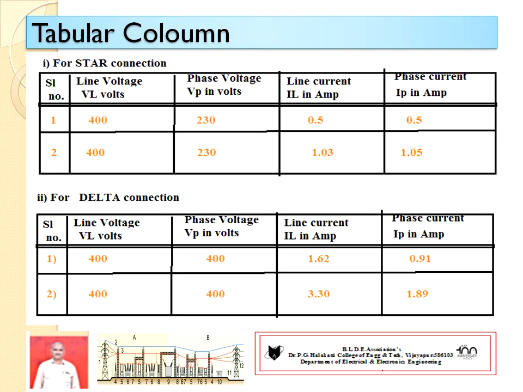So after the equipment required list, then go for the tabular column. What readings are required, sir? Line voltage, phase voltage, line current, phase current. It is required for both star and delta. So you can write the same thing, line voltage, phase voltage, line current and phase current for both star and delta connections.